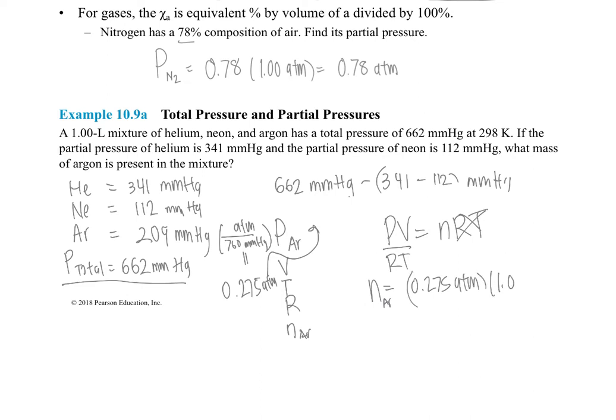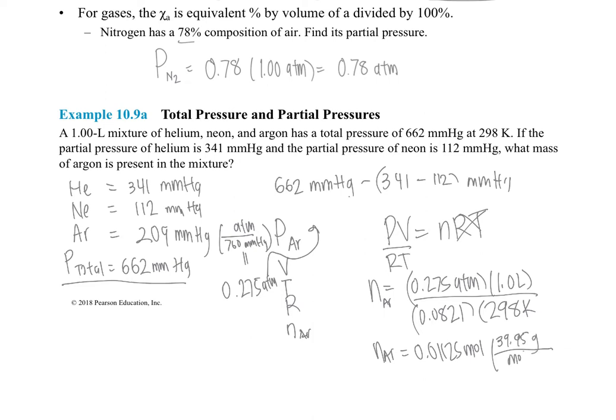My volume is 1 liter, it's the right units. The gas constant, and temperature, 298 Kelvin. So my moles of argon equals 0.01125 moles. And then I can find the mass by multiplying by its molar mass, which is 39.95 grams per mole. So my mass of argon is 0.449 grams.